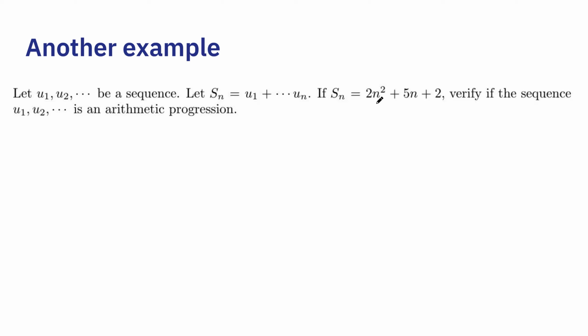Alright, so let's look at this sequence over here. Sn is equal to 2n squared plus 5n plus 2. And they want you to check if this sequence is an arithmetic progression. So how do we start? We do the same thing.